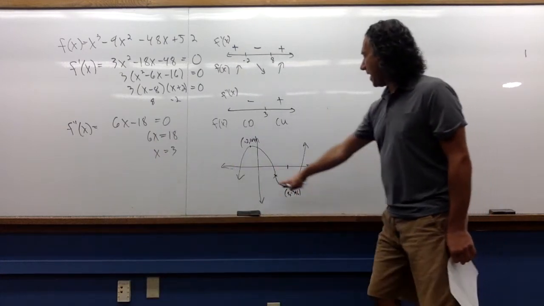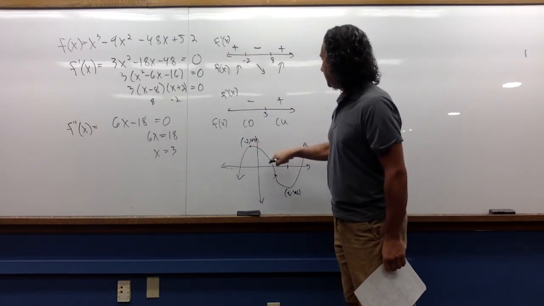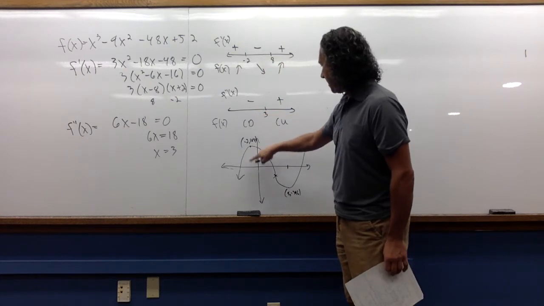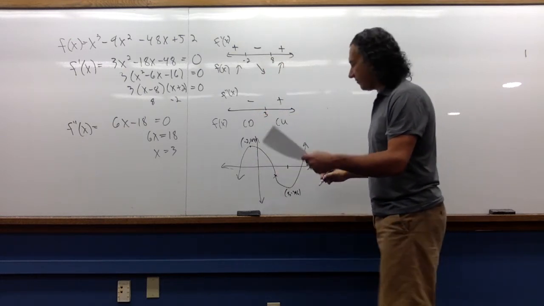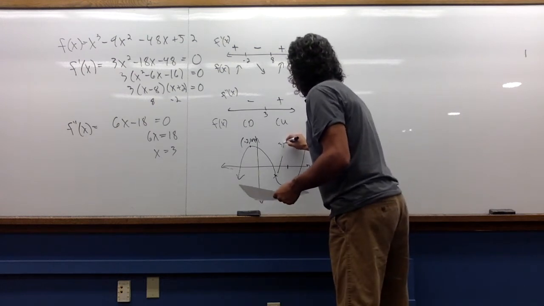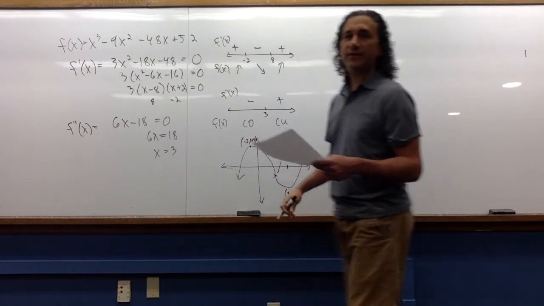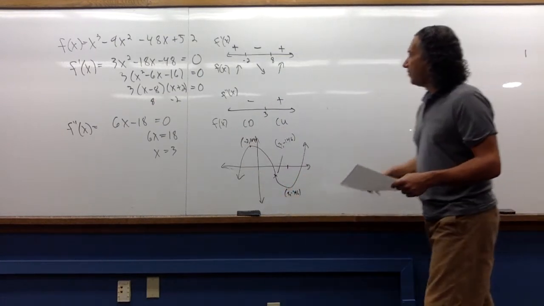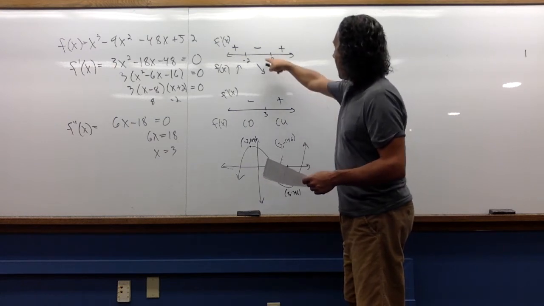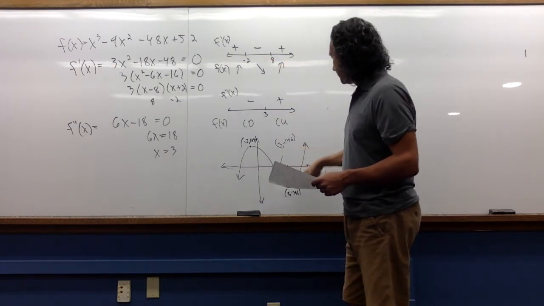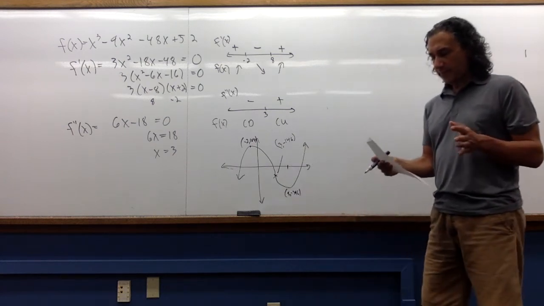Okay, so let's see. Increasing, concave down, decreasing, still concave down, and it's going to do that until 3, comma, negative 146. Again, where did I get the negative 146? I plugged that back into the original function. Then it's going to be concave up for the rest of the time, and it's going to change from decreasing to increasing over here. All right, so this is putting all of the pieces together.